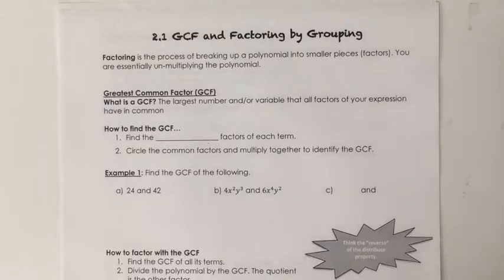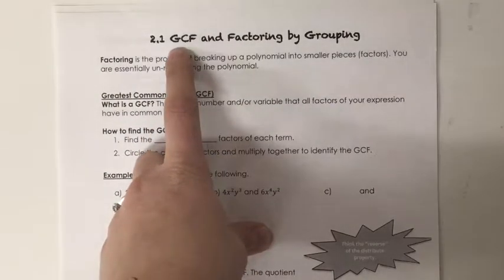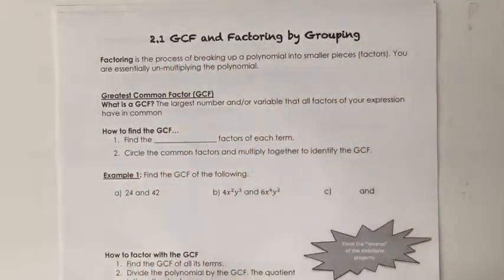Okay, this is the first day of our new unit, and we are going to be talking about factoring. So today we're going to do it by GCF, our greatest common factor, and by grouping. So factoring is the process of breaking up a polynomial into smaller pieces, your factors. You're essentially unmultiplying the polynomial, so going backwards from what you're used to doing.